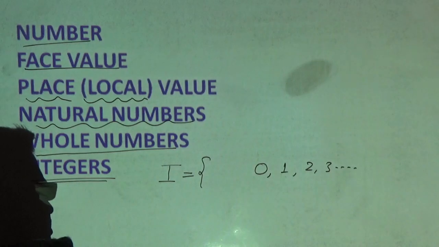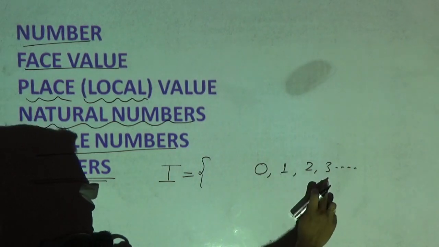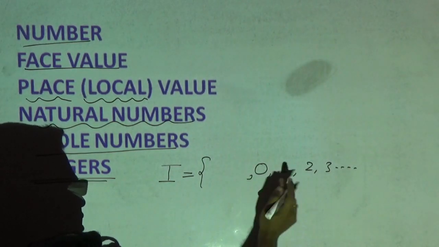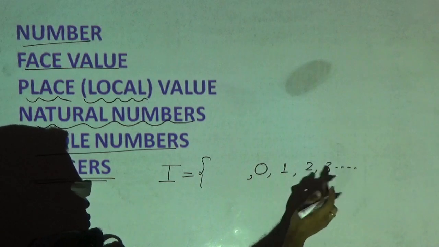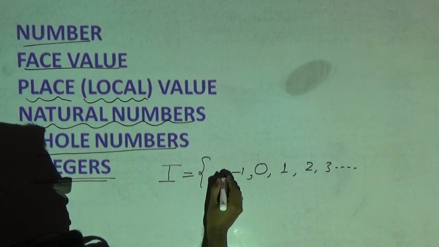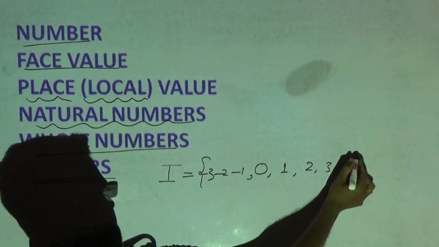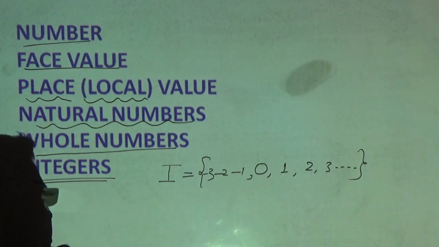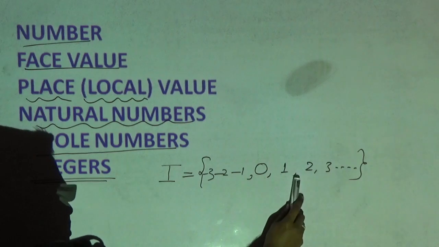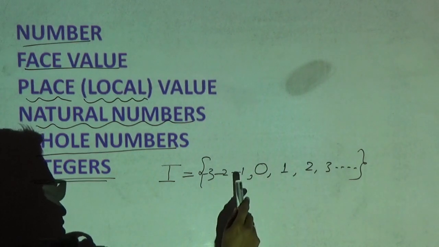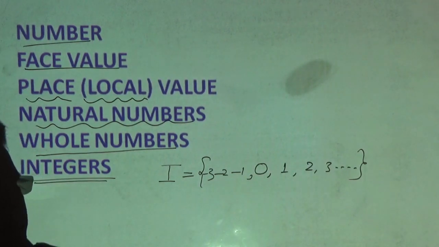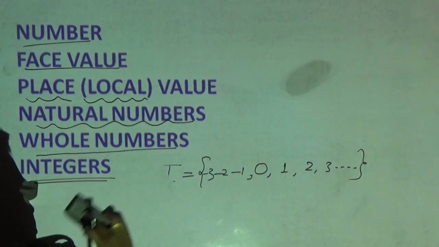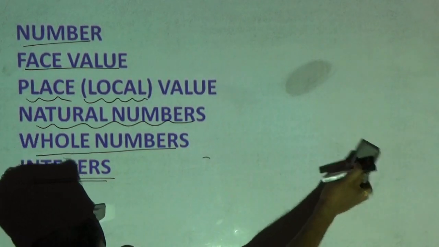What are integers? Counting numbers, 0 and their negatives. What are the negatives of 1, 2, 3? Minus 1, minus 2, minus 3, and so on. So these are called integers. I repeat, integers are nothing but counting numbers with 0 and their negatives. Hope you understood what you mean by integers.